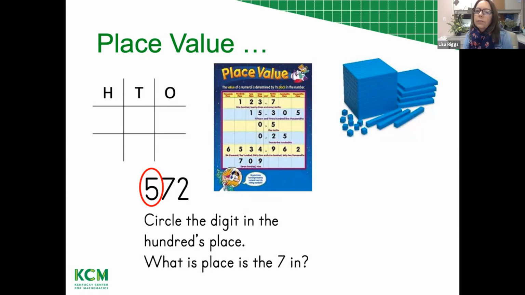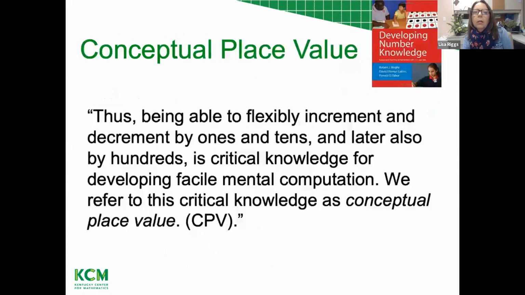So this session is going to focus on the development of conceptual place value rather than just positional place value. We want conceptual place value to be developed first as that foundational piece, so that students will understand the positional later. I'm referring to chapter 5 from Developing Number Knowledge, and it tells us that being able to flexibly increment and decrement by tens and ones, and later also by hundreds, is critical knowledge for the development of facile mental computation. This book refers to this critical knowledge as conceptual place value.